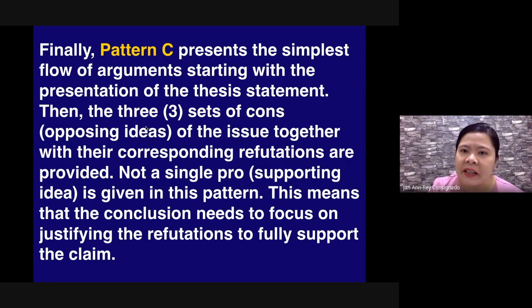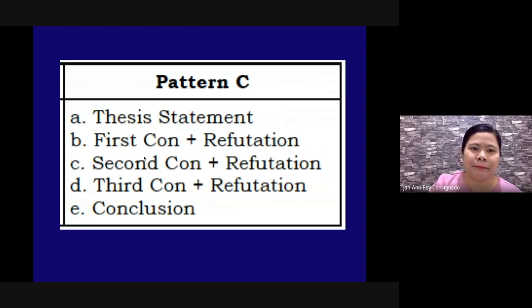Finally, pattern C presents the simplest flow of arguments, starting with the presentation of the thesis statement. Then, the three sets of cons, opposing ideas of the issue, together with their corresponding refutations, are provided. Not a single pro, supporting idea, is given in this pattern. This means that the conclusion needs to focus on justifying the refutations to fully support the claim. That is pattern C. Let me show you again the pattern. Thesis statement, first con plus refutation, second con plus refutation, third con plus refutation, and the conclusion. Okay? So we have three patterns.